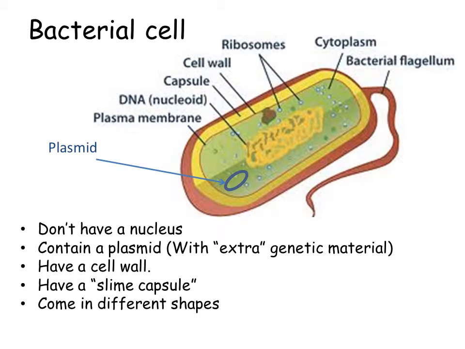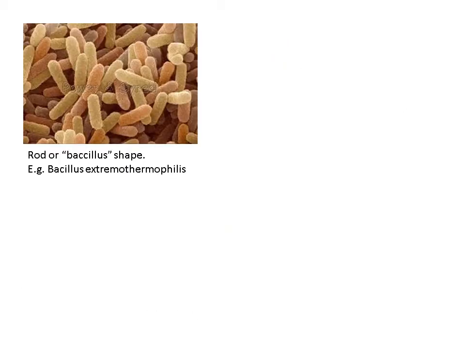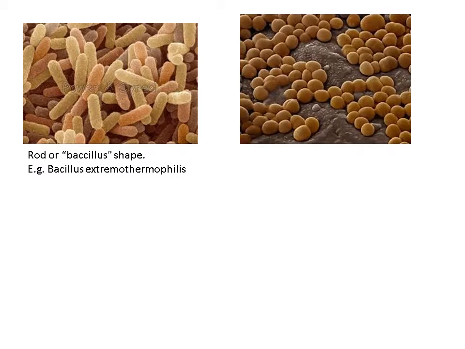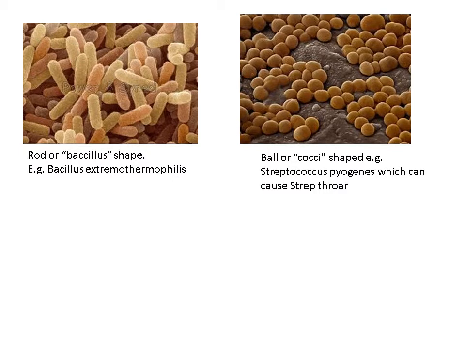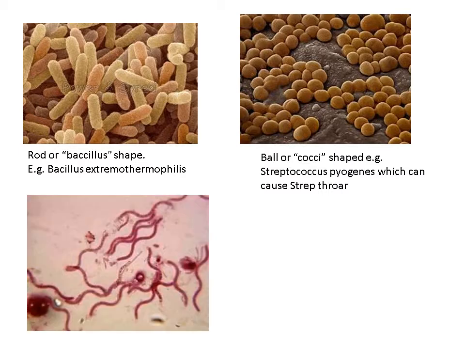Now they come in many different shapes. Bacteria come in loads of different shapes. For example, they come in kind of a rod-like form called bacilli or a bacillus. An example is Bacillus extremothermophilus. That's a bacteria that you can't kill by boiling water. You have to kind of reboil it. Very tough stuff. They come in a ball shape, which are known as cocci. For example, Streptococcus. If you get strep throat, it's caused by a strep bacteria.